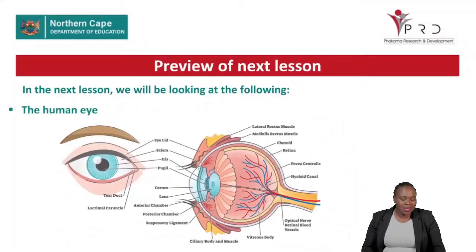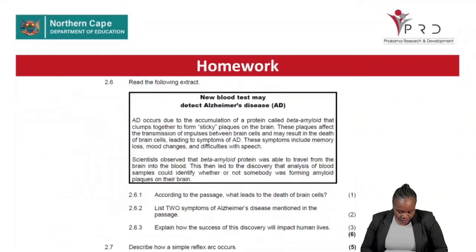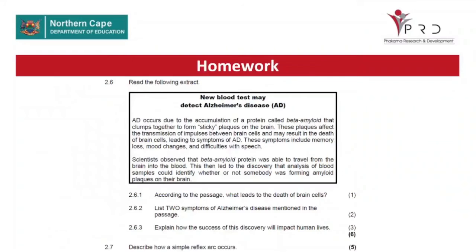Okay, so in our next lesson, we will still be looking at parts of the central nervous system. In this case, we are going to focus on the human eye, right? Okay, we have our homework there. Go and have a look at the homework. It is based on the reflex arc as well as Alzheimer's disease. Okay, we will discuss that in the next lesson.